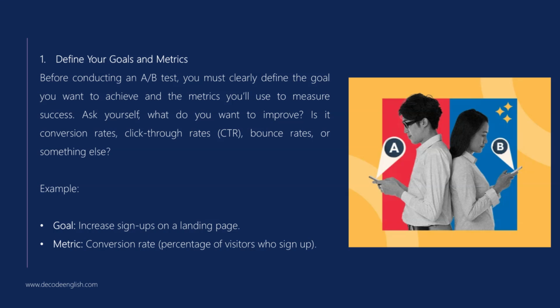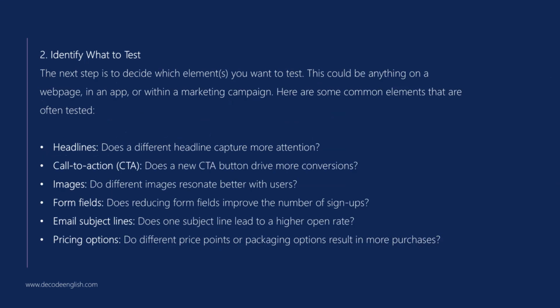Defining these parameters ensures that your test is focused and that you know exactly what to measure when analyzing results. Key takeaway: clearly define the goal of your A/B test and the metric that will determine success. 2. Identify what to test. The next step is to decide which elements you want to test.